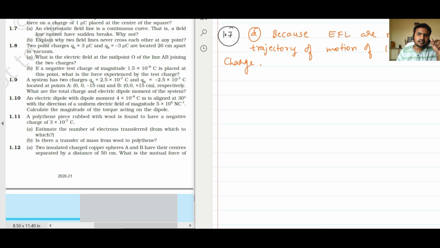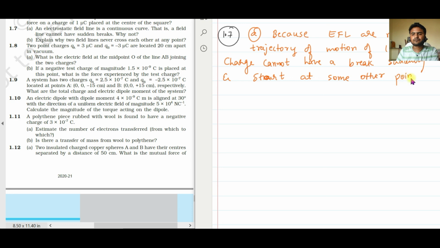So electrical field lines are continuous because the trajectory of motion of 1 unit positive charge cannot have a break suddenly and start at some other point. Okay, so that is your answer for sub-question A.